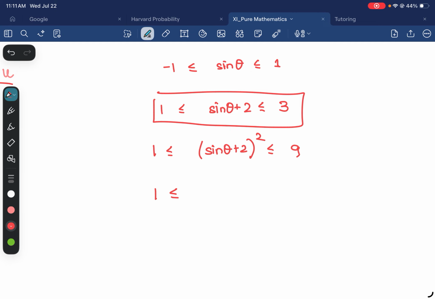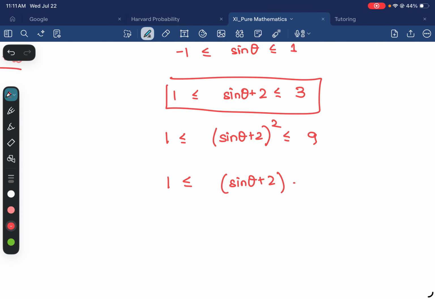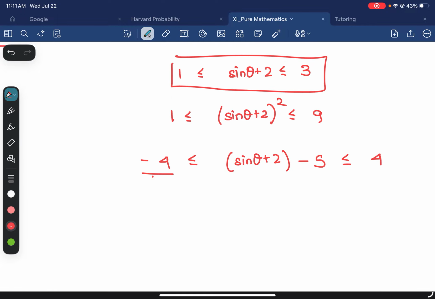And I have sine theta plus 2, so I have minus 5 here. So let me subtract 5. So 1 minus 5 gives me -4. And 9 minus 5 gives me 5. All right. Sorry, 9 minus 5 gives me 4. So 1 minus 5 is -4. 9 minus 5 is +4. So therefore, this is the minimum value. And this is the maximum value.